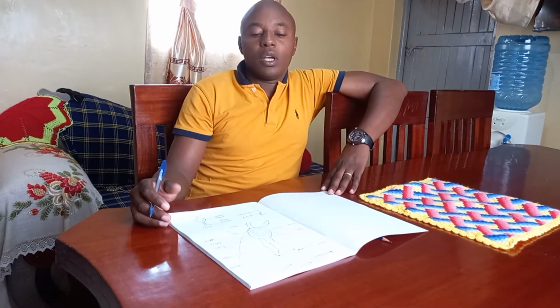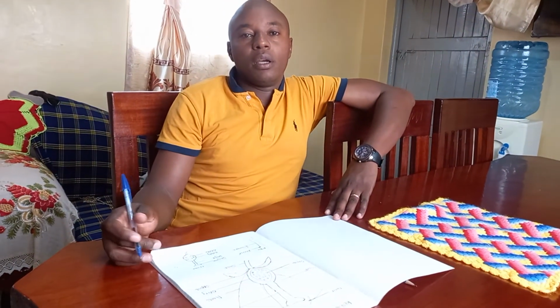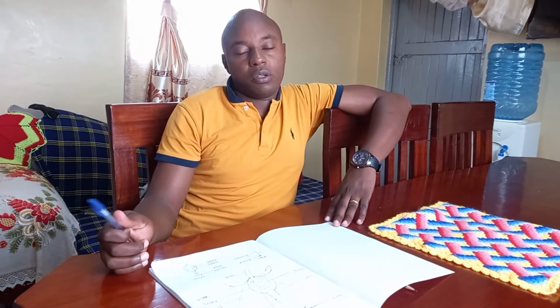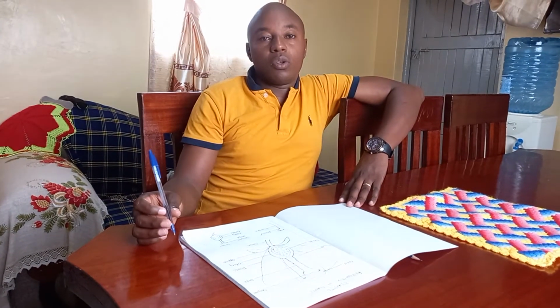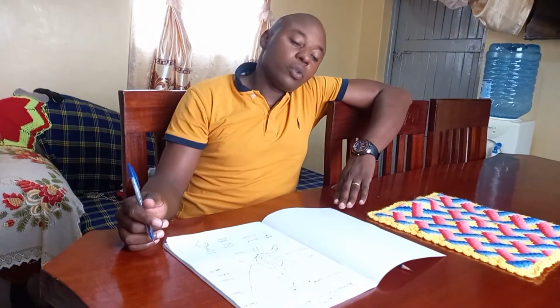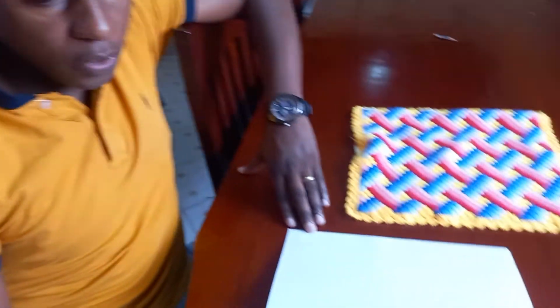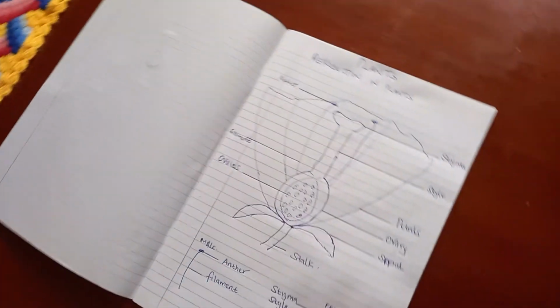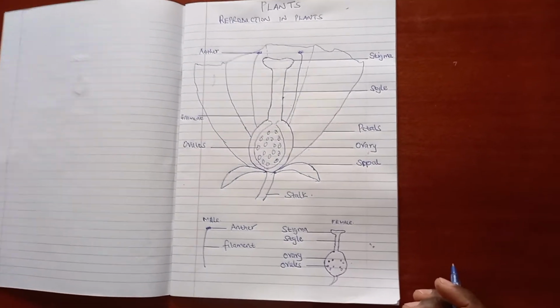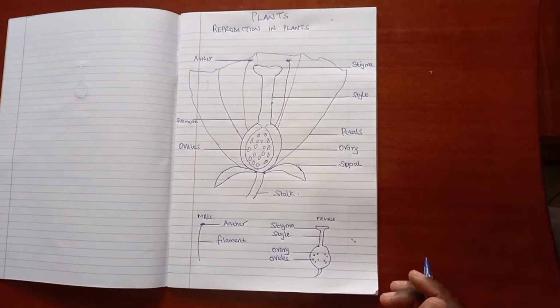Welcome. Our topic today is about plants. When we talk about plants, plants are living things. So we are going to talk about reproduction in plants. In our topic today, we are going to major on the flowering plant. So we are going to talk about the flower as part of the reproduction in plants.